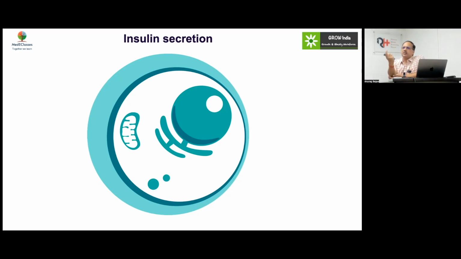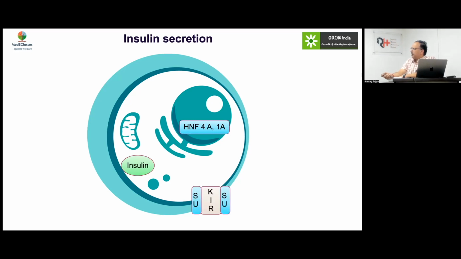Is the energy status. So how much is the energy? It doesn't matter whether this energy is coming from glucose, from fat, or from the proteins. It doesn't matter to it. If your ATP is high, you will produce insulin. Now, how does this happen? So you have got the various processes as discussed.